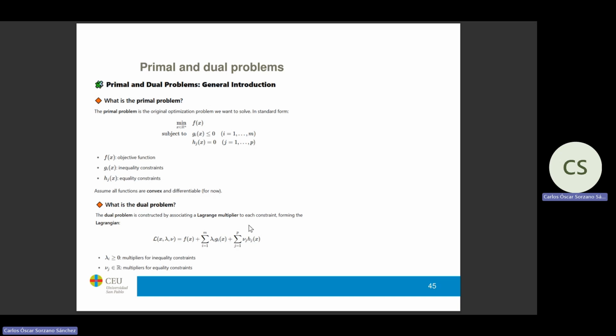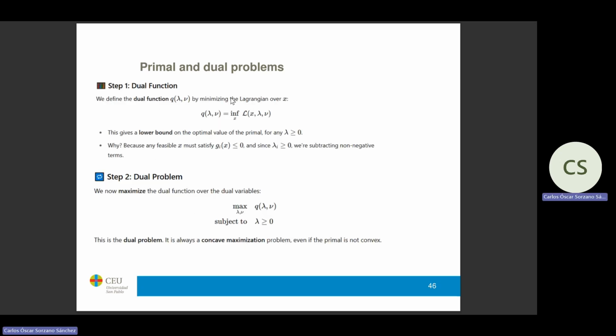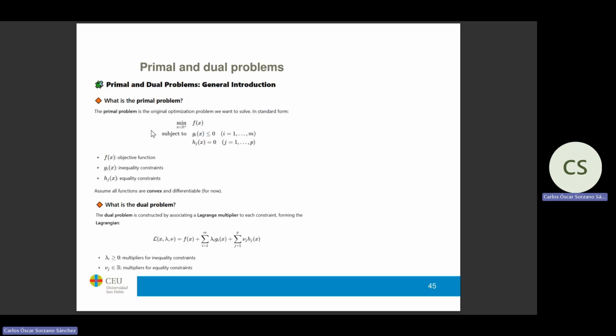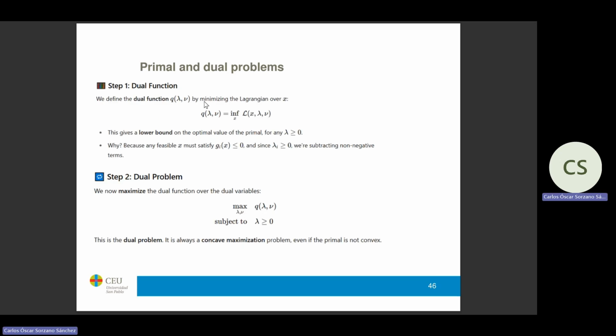Okay? And this will be zero once you have satisfied everything, this is zero. So that is why it is a lower bound. And then we haven't solved it yet. So we have this problem, construct the dual function. Then we have reasoned that the dual function is a lower bound of the original function.